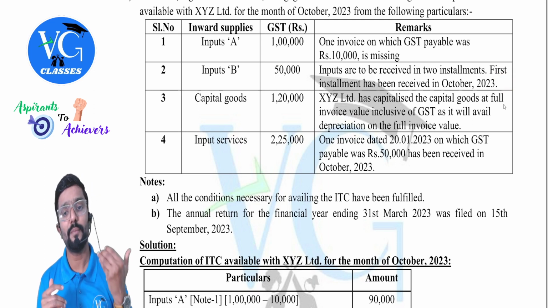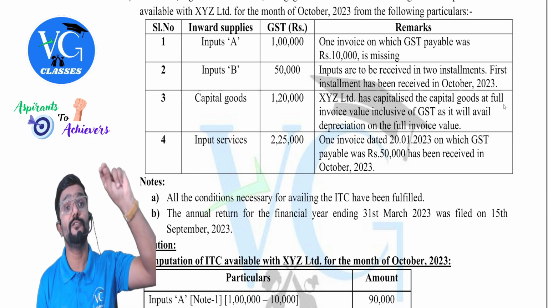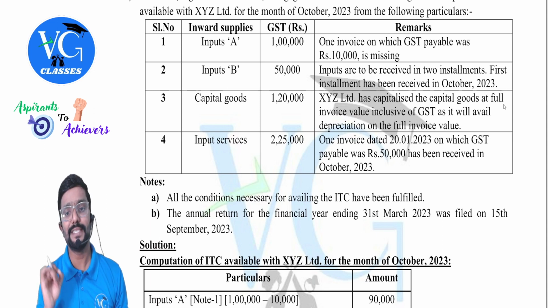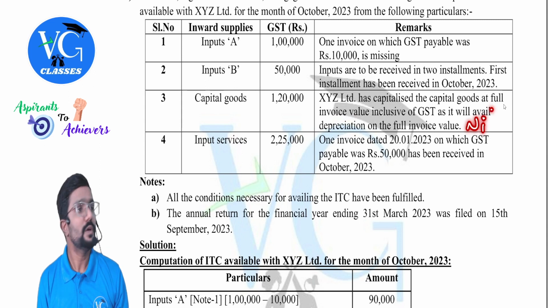Next, capital goods, 1,20,000. XYZ Limited has capitalized the capital goods at full invoice value. Full invoice value includes GST, inclusive of GST, as it will avail depreciation on full invoice value. No credit now. No credit.